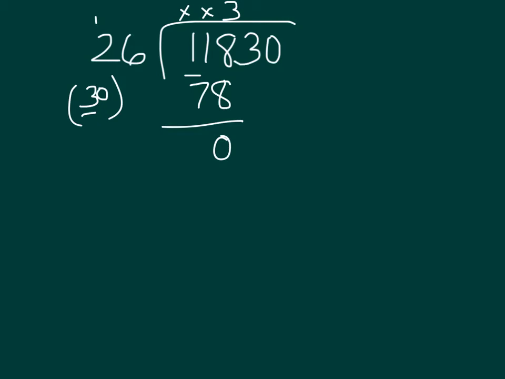That's too high of a remainder, so I need to go back to the drawing board, and I'm going to go up to 4. 4 times 6 is 24. 4 times 2 is 8.